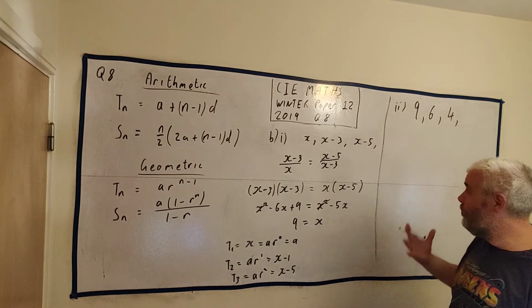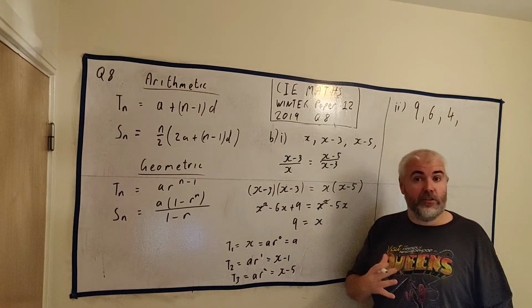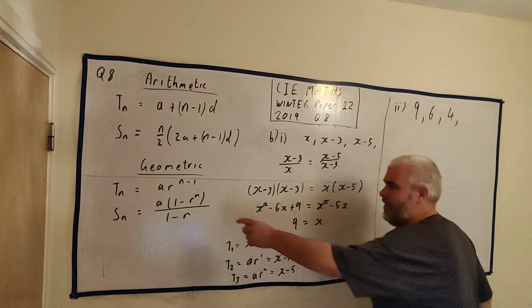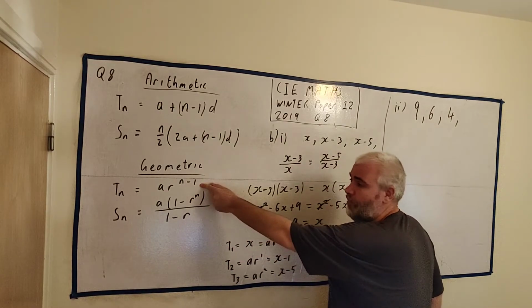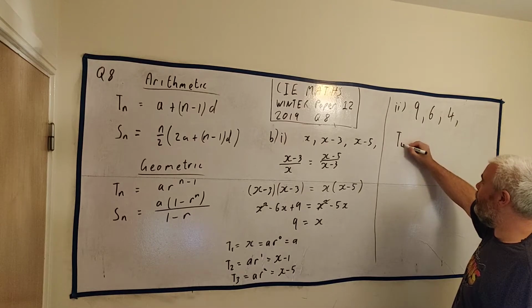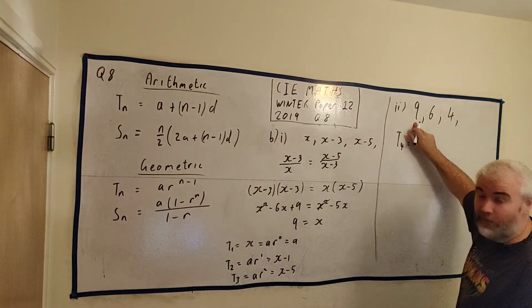So you don't have to do any formulas if you don't want to. If you are able to see what comes next, just write it down. But I'll show you, maybe this formula here would be very useful for us. We want T4. The only problem is, I don't know what A is. Oh wait, A is just the first term.